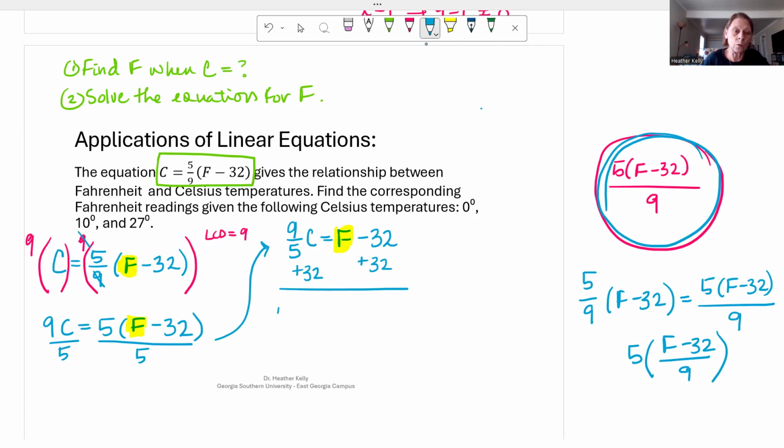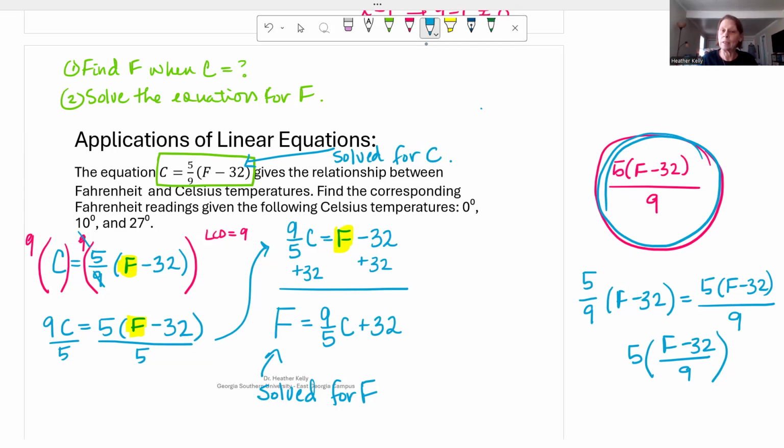And I'm going to change the order because I like to have the dependent variable on the left and the independent variable on the right. So we have F is equal to 9/5 C plus 32. Okay, and now this is solved for F, just like this one here was solved for C.